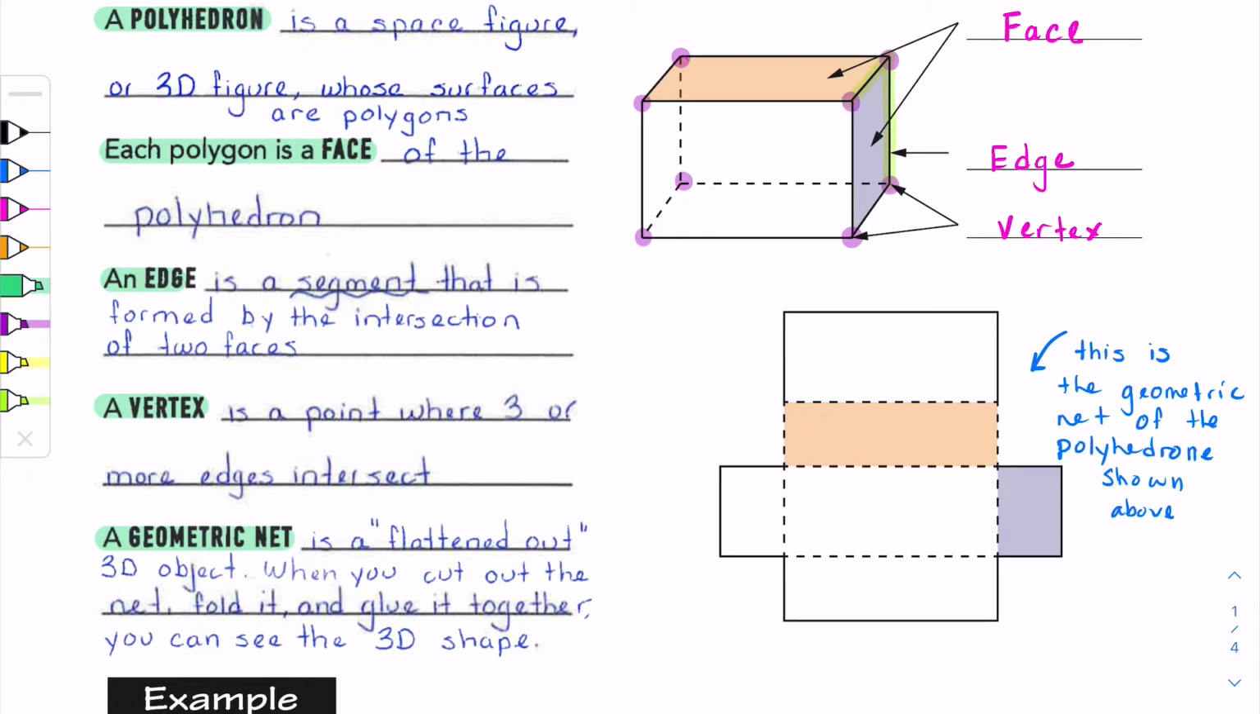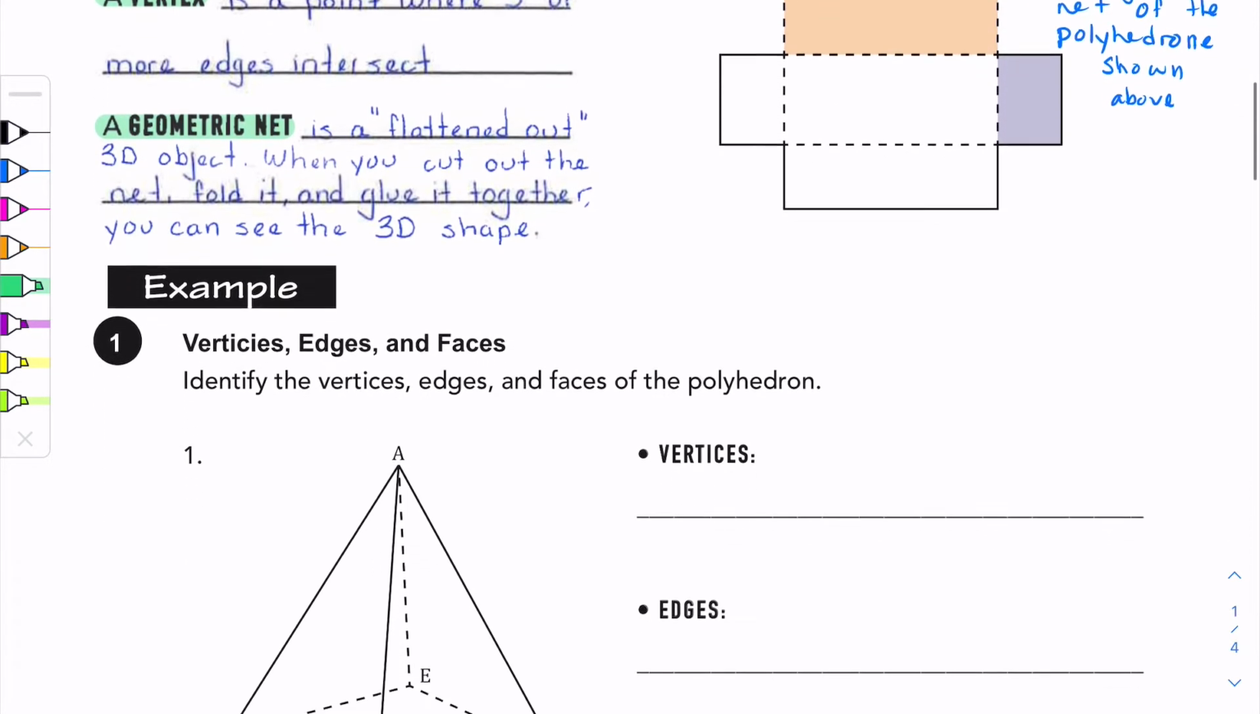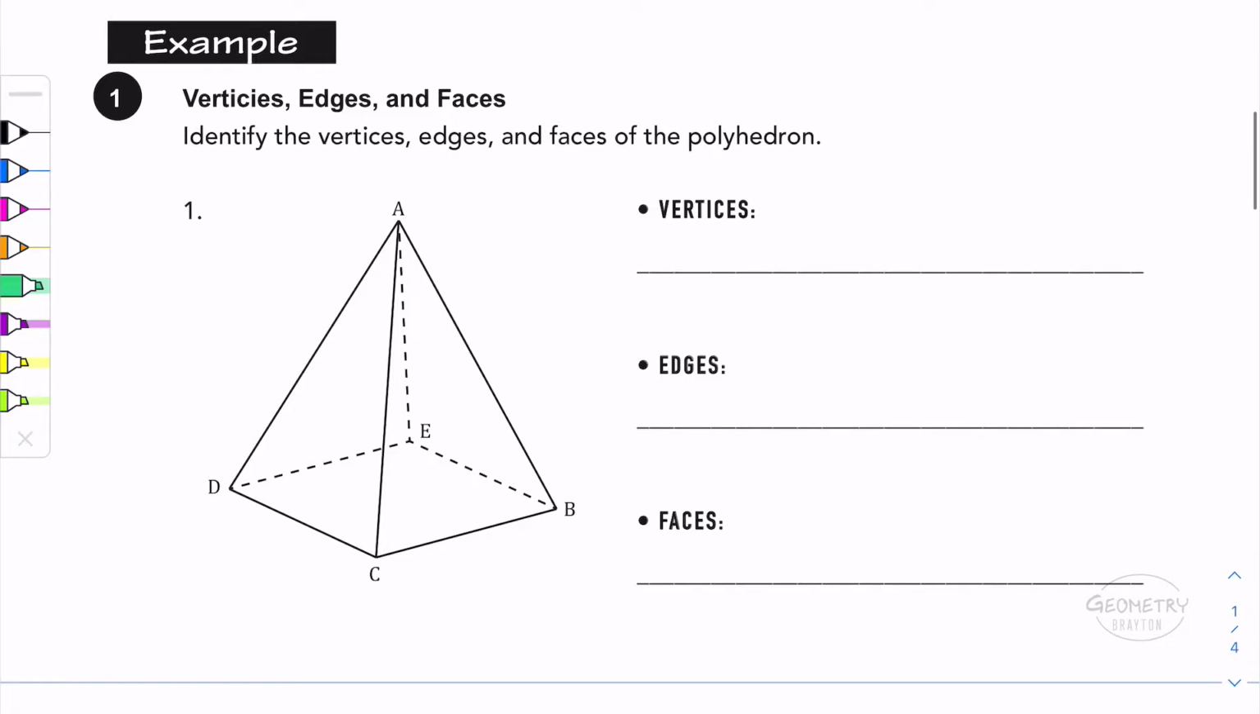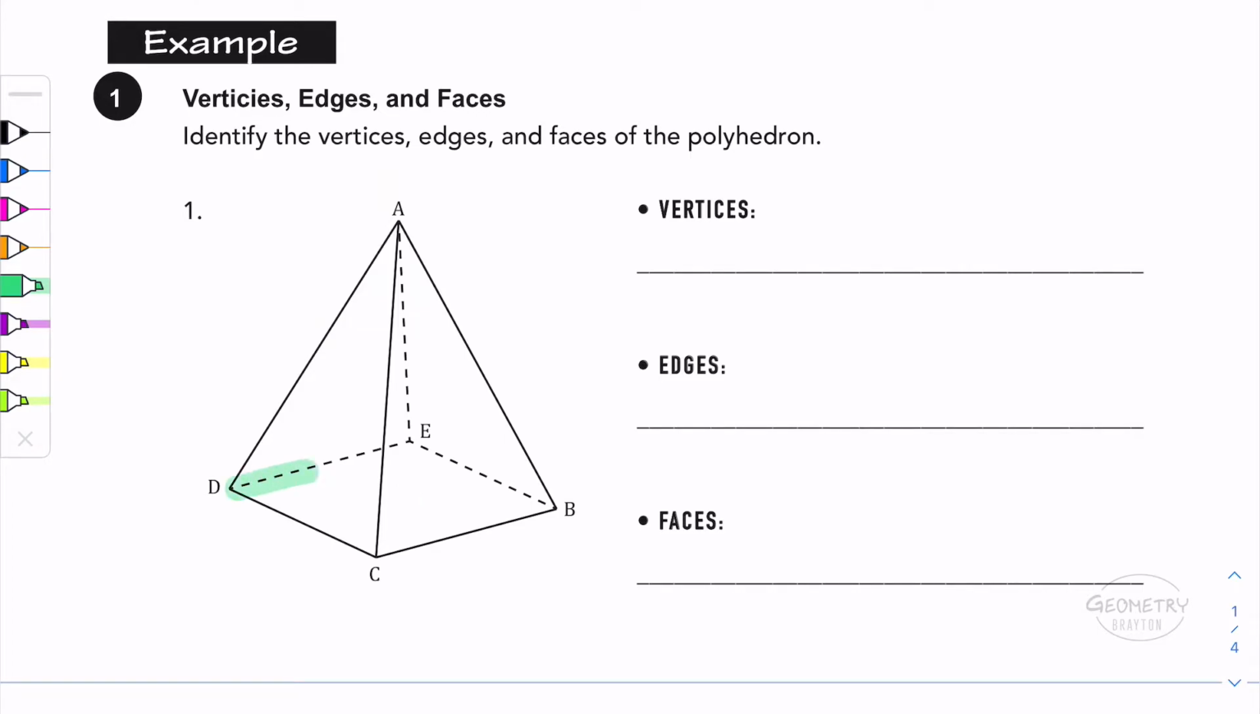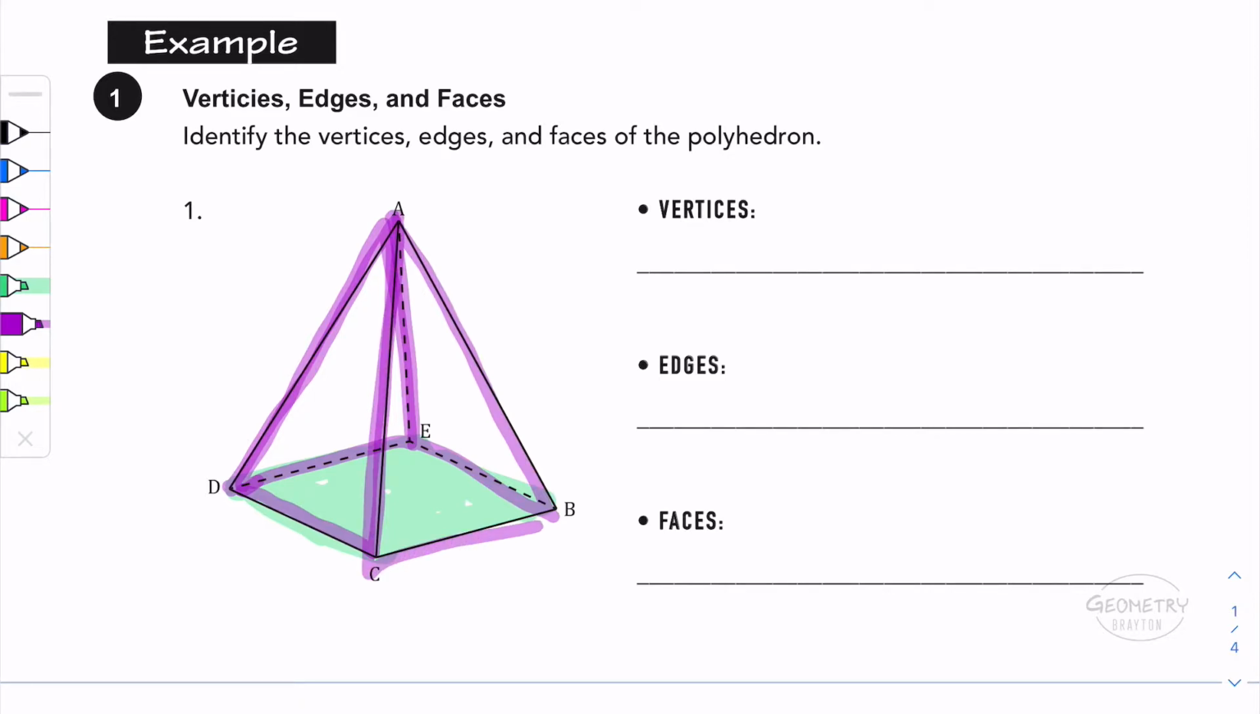If we move down to the examples where we're identifying vertices, edges, and faces of the polyhedron. So before I start, let's just analyze this briefly. I see that I have a rectangle or a square, we don't know exactly, but the base is a four-sided figure. And then I see that I have all sides that appear to be triangles. So every side of this figure is a triangle that comes to a common point.